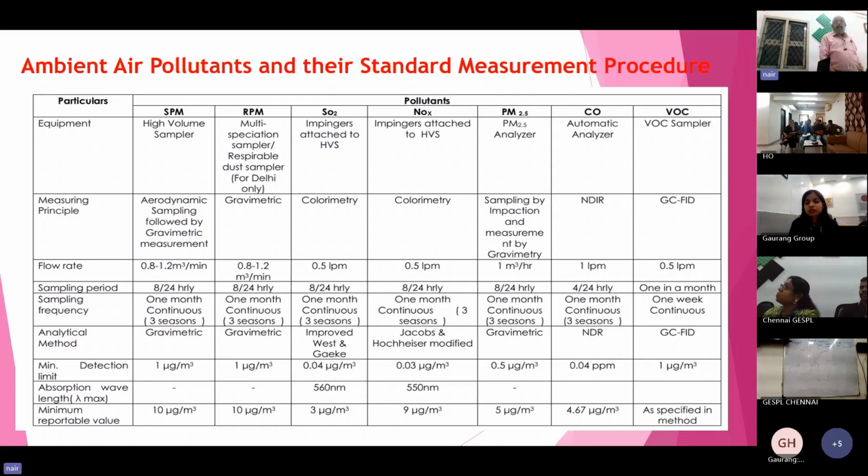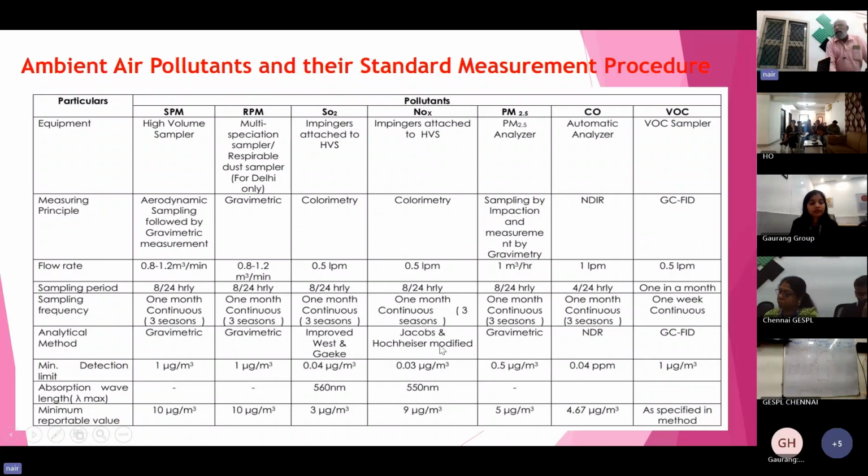See, here I have told this. Equipment, high volume sampler, SPM, RPM, so many things I have seen. This is the pollutant. See, it is impinged sulfur dioxide. It is done by the improved West-Gaeke method. Absorbent media should be there. So that is STCM. Sodium tetrachloromercurate is the absorbent media. So the impinger with the sodium tetrachloromercurate should be there, 30 ml. He has not kept that there, he has put water. But NOx, it is the Jacob-Hochheiser method. Here NaOH is the solution, and this distillate can also be used here.